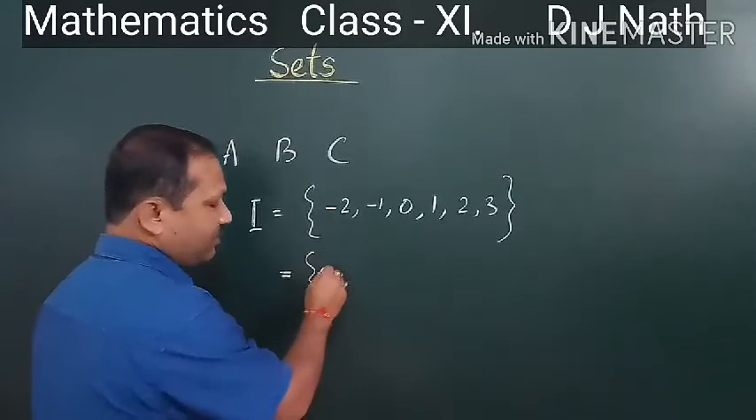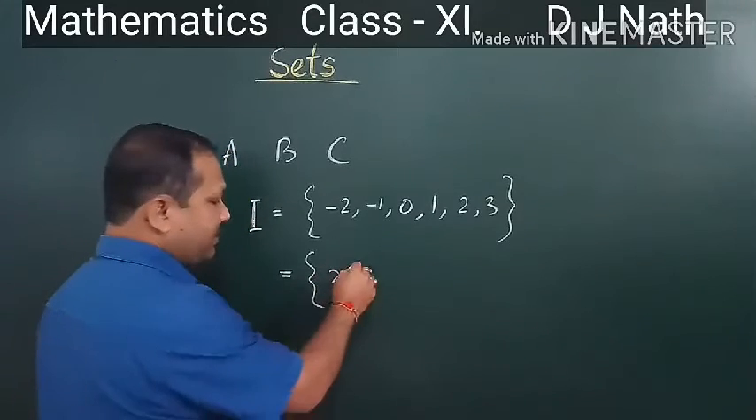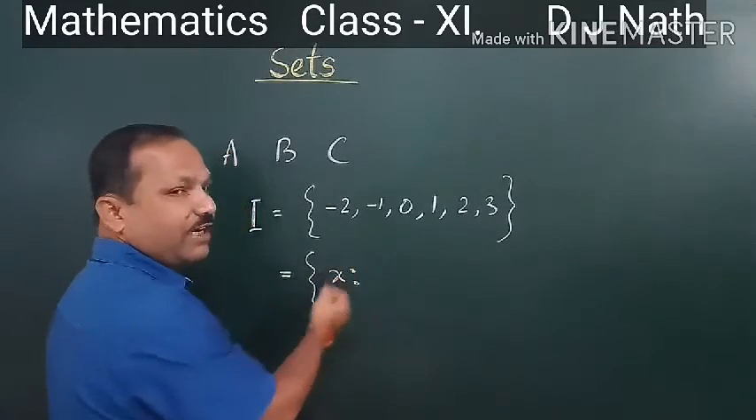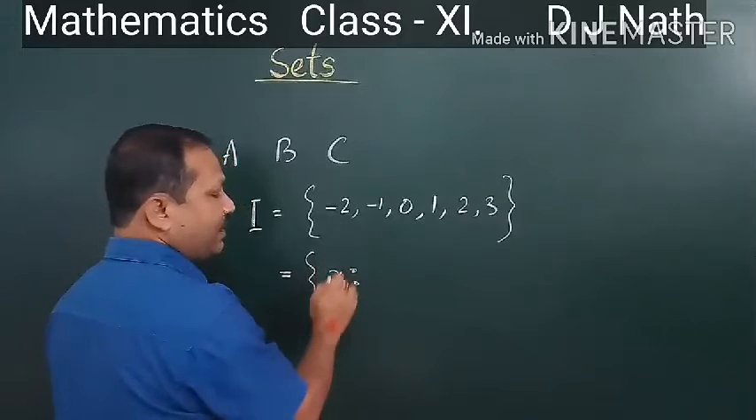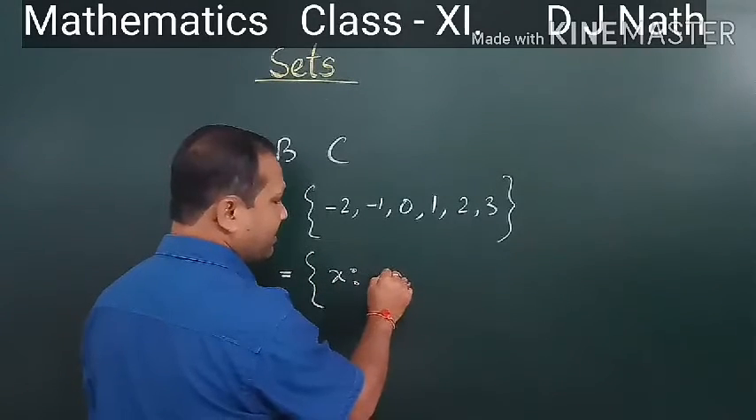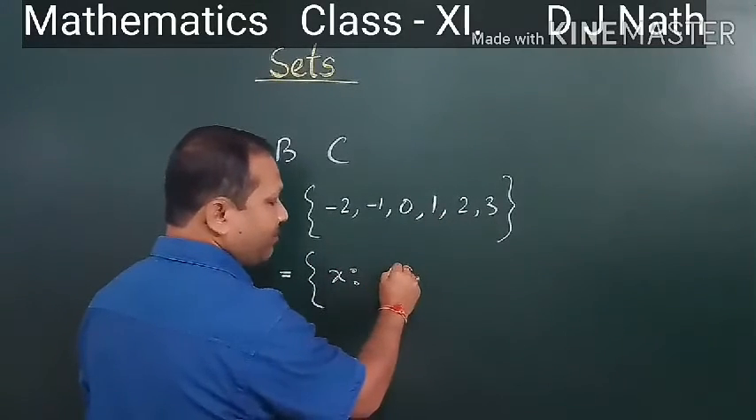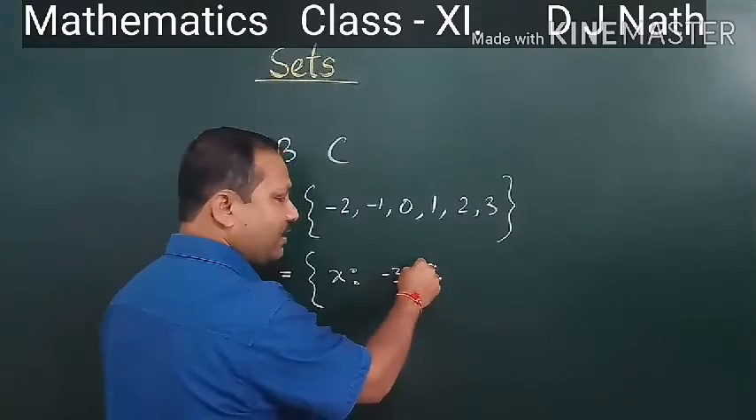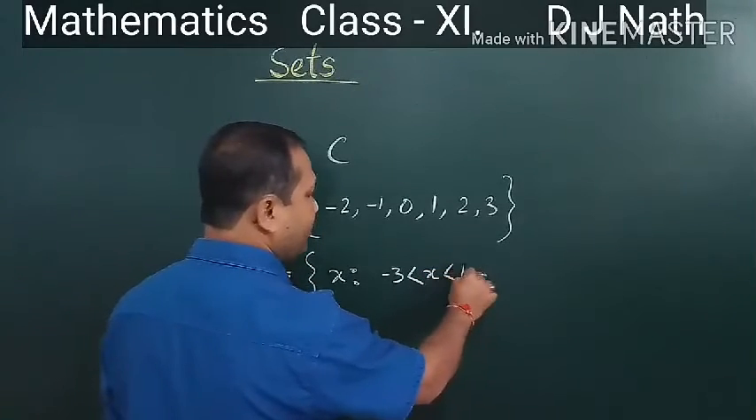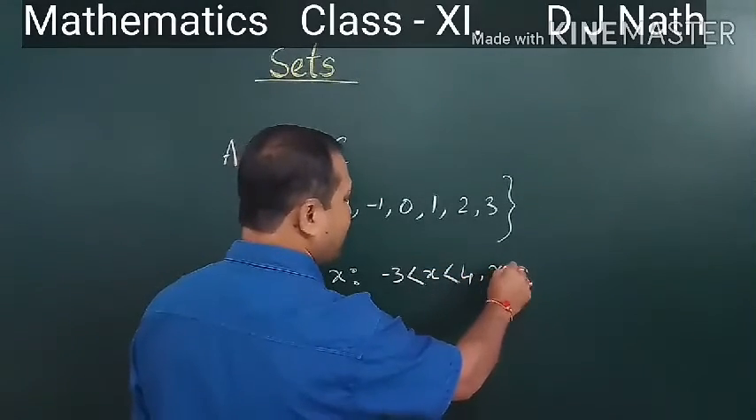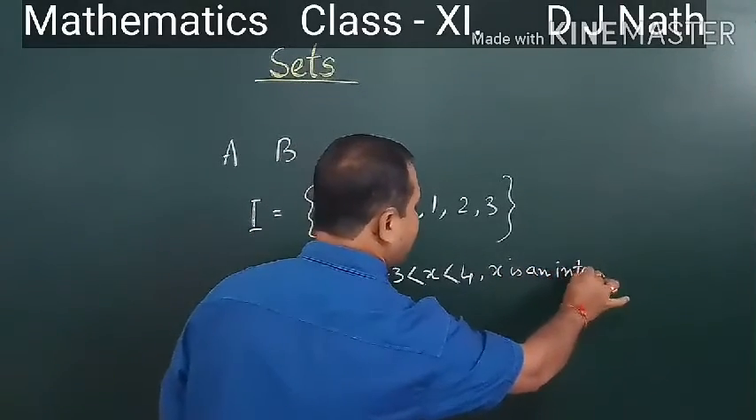So here we will represent with a variable, say x, such that x is defined, because that is a well defined collection of objects. So what is that x? It is from where to where? Minus 3, I will write, less than x and x less than 4. x is an integer.